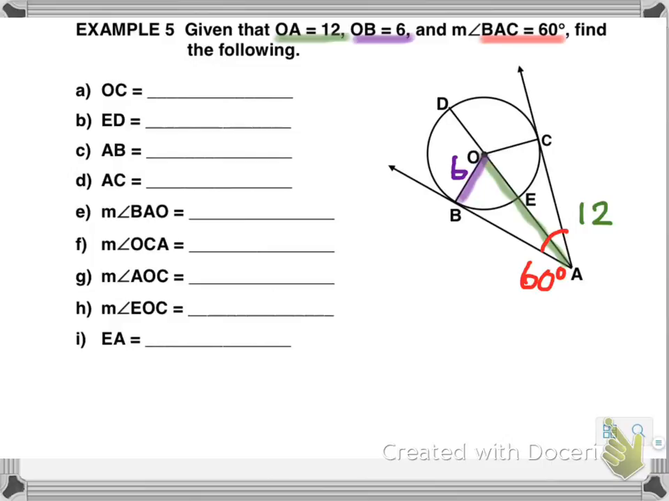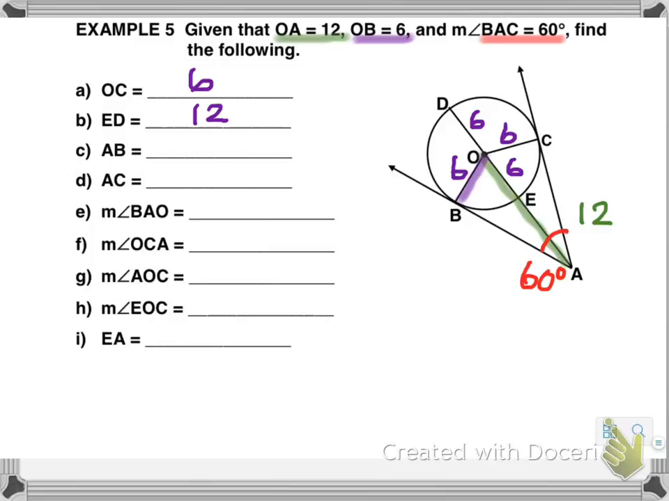Well, we notice that OB is a radius and OC is a radius. OB is 6, so OC is also 6. ED is a diameter, which is made up of 2 radiuses, which are each 6. So 6 plus 6 is 12. ED is equal to 12.